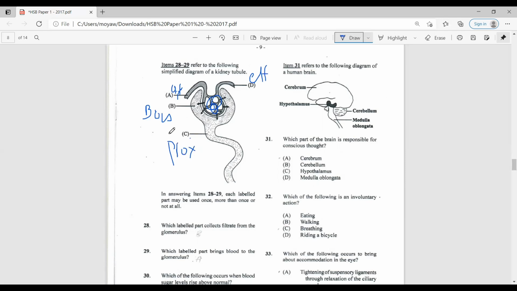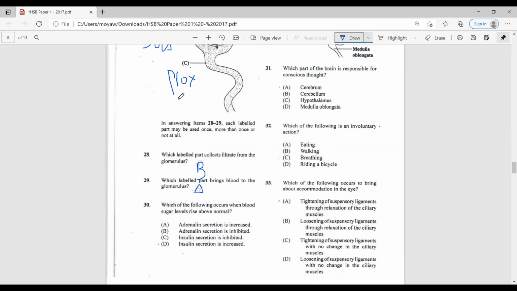Now the part that is going to collect the filtrate is definitely going to be B, the Bowman's capsule. Question 29: which labeled part brings food to the glomerulus? The part that is going to bring food to the glomerulus is A, the afferent arteriole. The bigger one is going to bring food into the glomerulus.